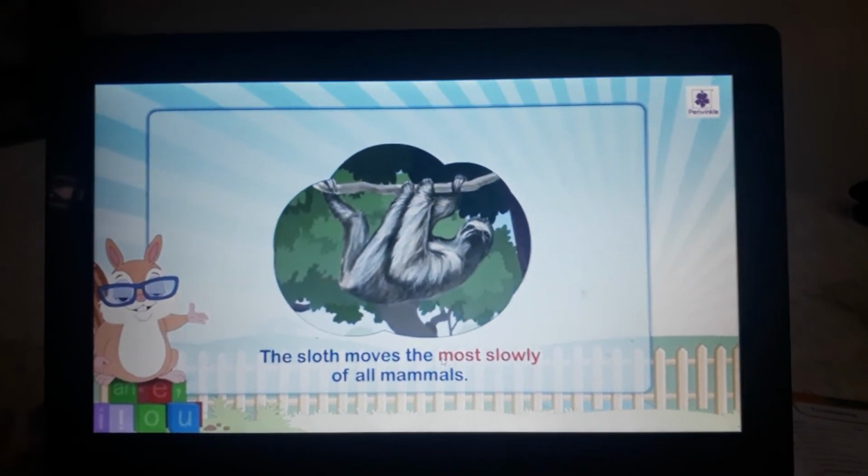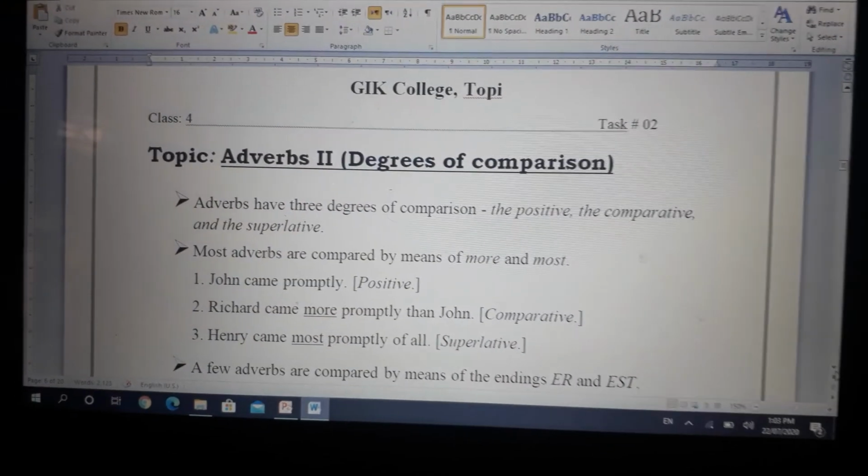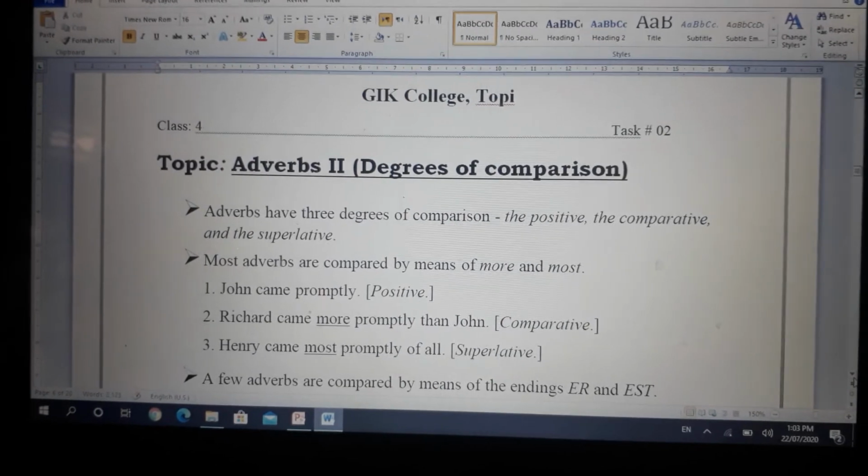Let me guide you about the booklet, okay. So here is your task 2, in your first short-term booklet.